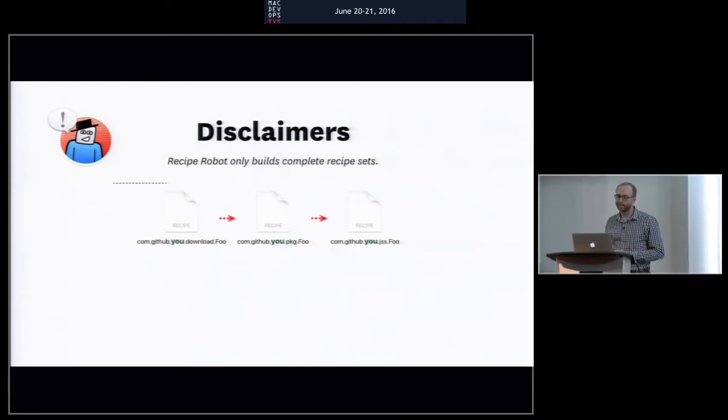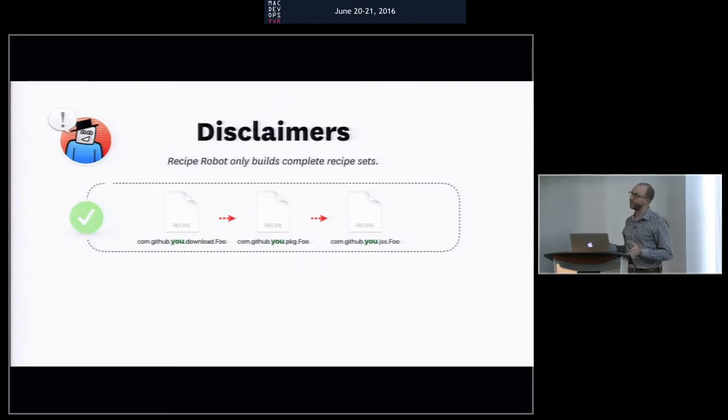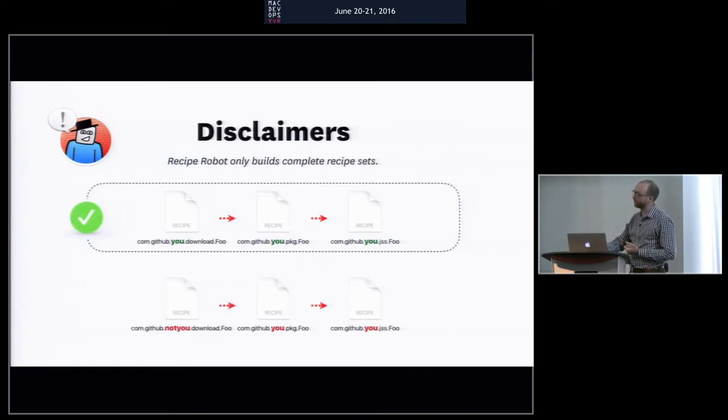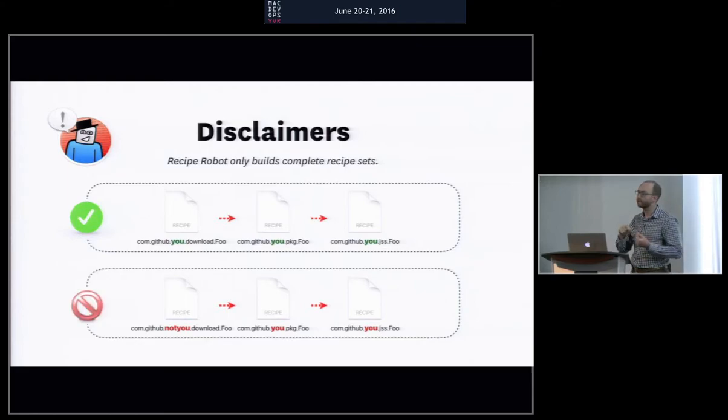And also, it only builds complete recipe sets. That is to say, if there's a new app that you want to create recipes for, Recipe Robot's probably going to be great for that. If there's an existing app with existing recipes, it may not work as well. If it sees any AutoPkg recipes out there, it will politely decline to create any recipes, just because it's too much complexity to figure out how we integrate with existing recipes and pass variables, input and output back and forth and all that.